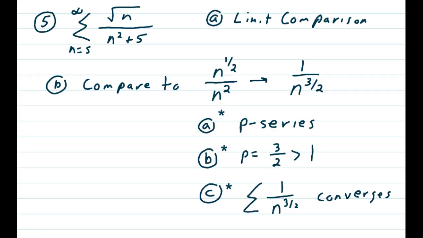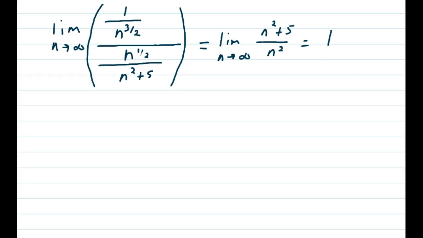So doing a little mini proof, we have part A, that 1 over n to the 3/2 power is a p-series. Part B is p is 3/2, which is greater than 1. And part C is we have the summation of 1 over n to the 3/2 power converges. And now for the limit portion, we have the limit as n approaches infinity of 1 over n to the 3/2 power over n to the half power over n squared plus 5. We flip those fractions upside down, we get limit as n approaches infinity of n squared plus 5 over n squared is equal to 1.